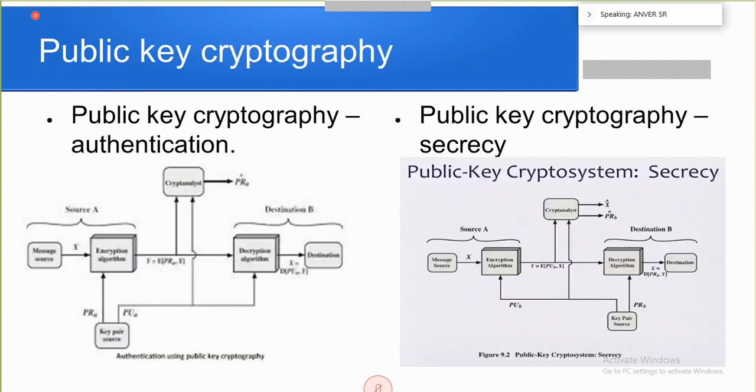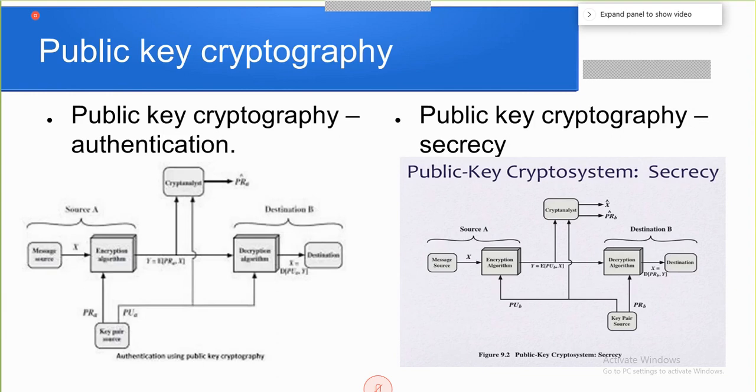Yeah, so this is a figure. The first one is public key cryptography. It has to provide the authentication service, the authentication goal. Here PRA and PUA: PRA is the private key of participant A and PUA is the public key of participant A. The first one is authentication.